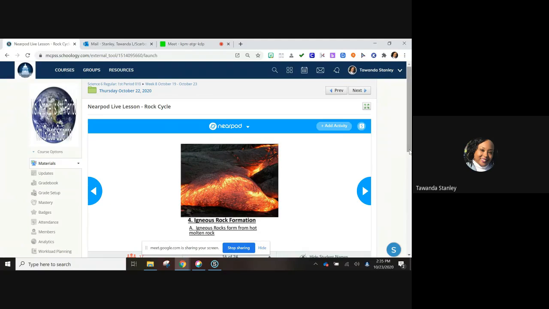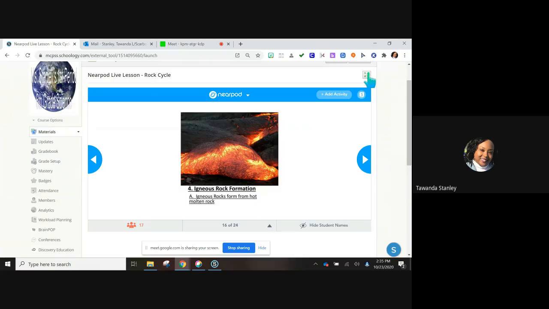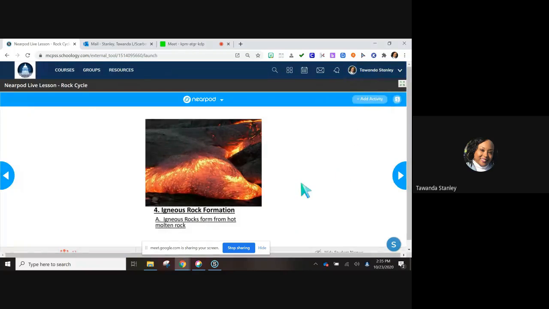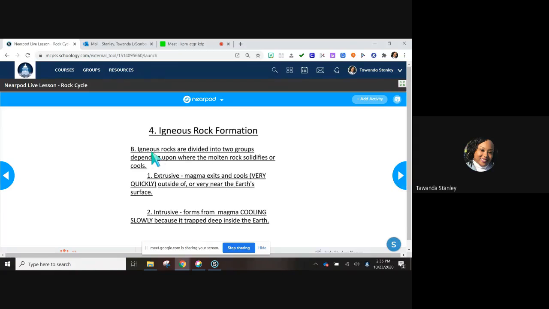So in most of the classes, we started here where we were getting ready to talk about an igneous rock. An igneous rock is formed from hot molten rock, magma. The igneous rock can be classified in two groups depending on where the molten rock solidifies or hardens.